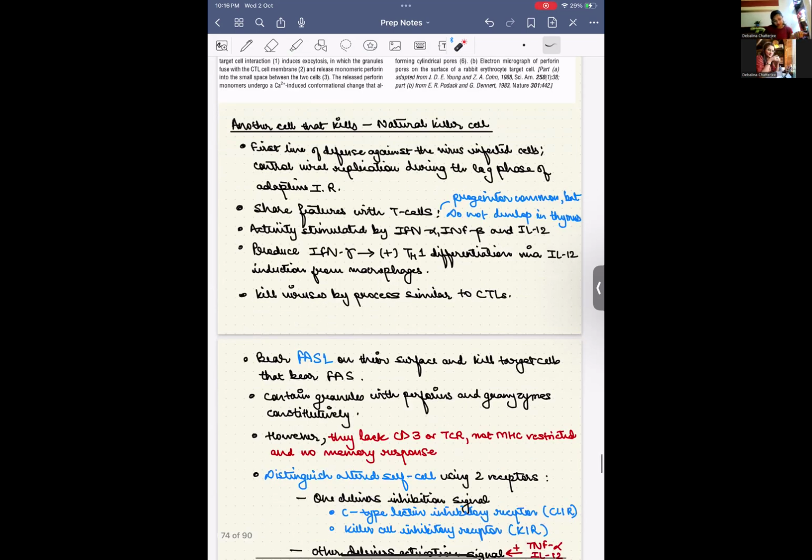And how do they take care of the virus? They bring about killing of the virus by the mechanism of the Fas-mediated pathway. So here again we have Fas ligand, which is present on the surface of the natural killer cells, and they kill the target cell that bears this Fas receptor on its cell surface. And very similar to the T cell, they have certain granules, but distinctly from the T cells, the granules are constitutively present.